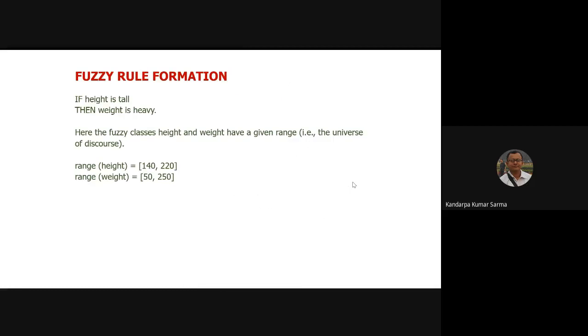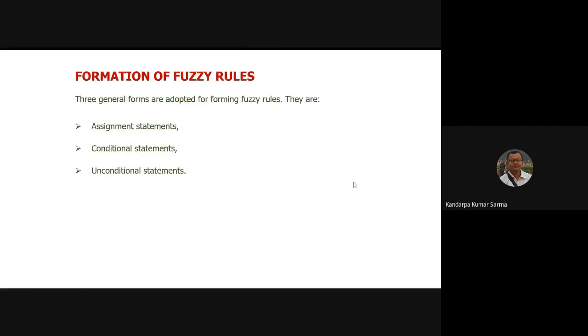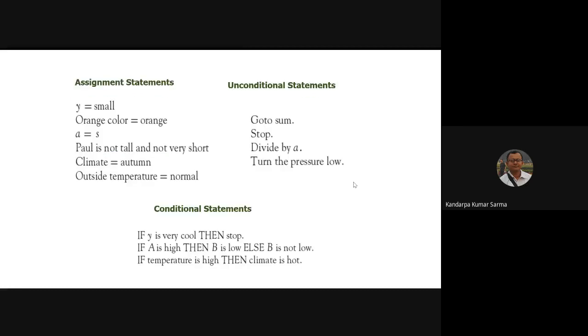So here the fuzzy rule formation shall be a combination of certain if-else statements, and that way it will form the fuzzy rule base. The fuzzy rule base will have 3 general forms. They are the assignment statements, the conditional statements, and the unconditional statements. So here are some cases of the assignment statements, unconditional statements, and conditional statements.